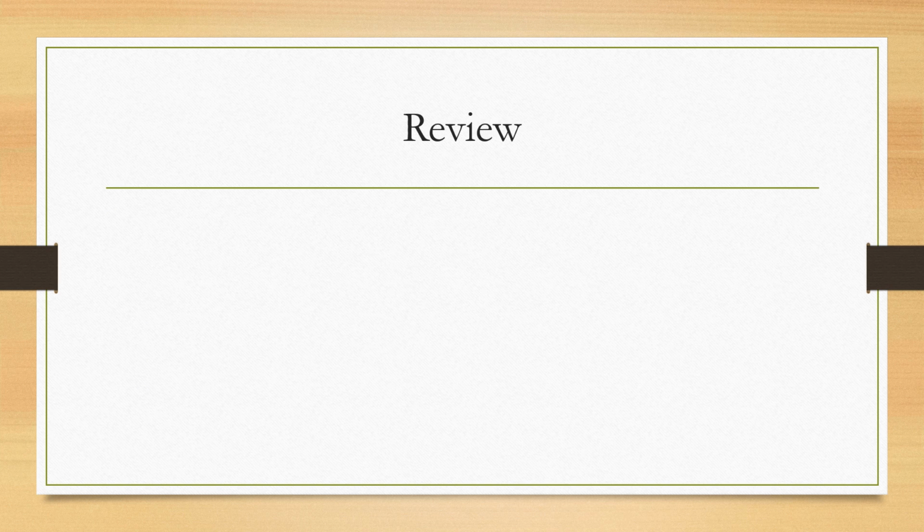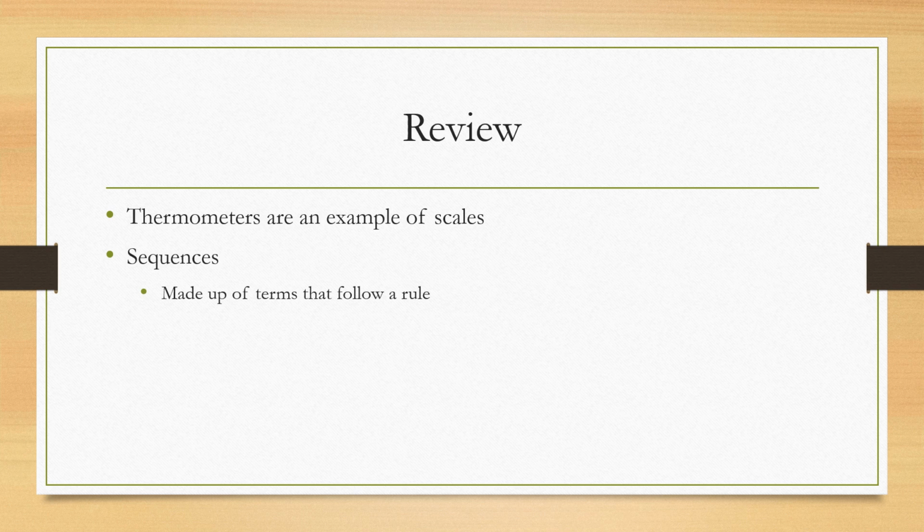Some review from our last lesson. Remember, thermometers are an example of scales, also speedometers or a bathroom scale. Those are all examples of scales where you need to figure out what the scale is counting by before you can figure out the number that's shown. We talked about sequences, which are made up of terms that follow a rule, and we used only two different kinds of rules, adding and multiplying rules. And then our even and odd numbers, remember 0 is an even number, and then you count by twos.